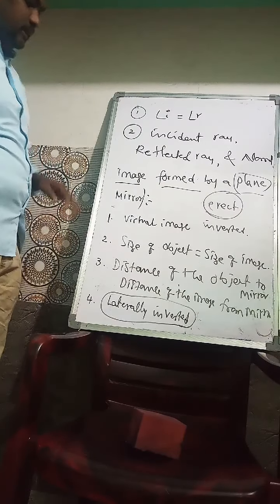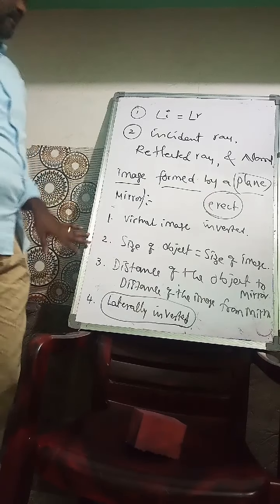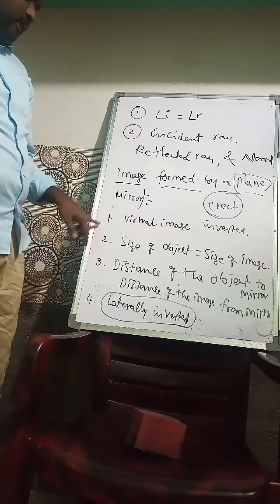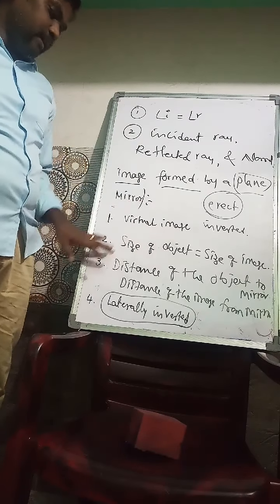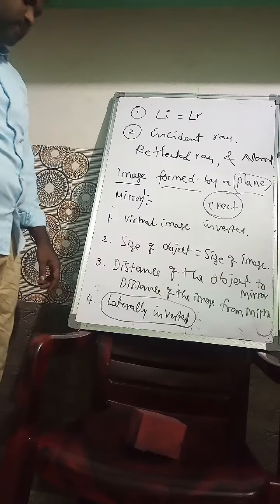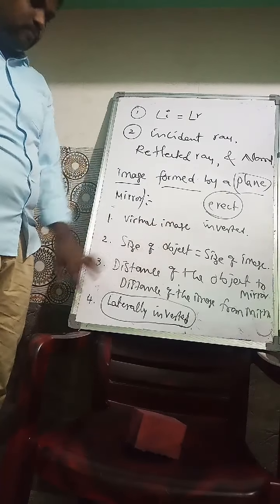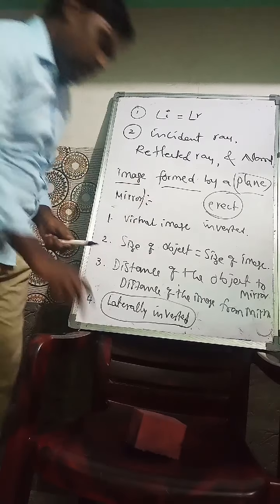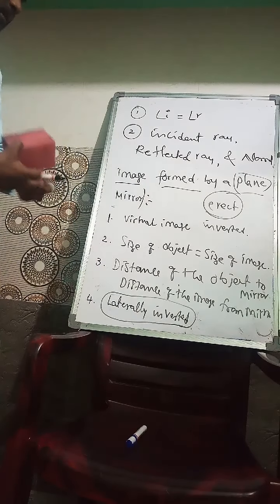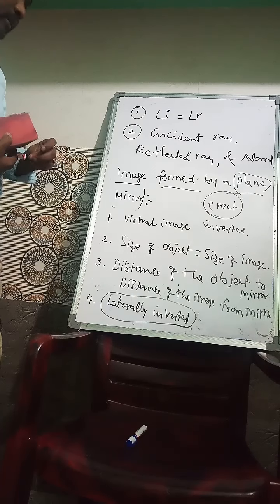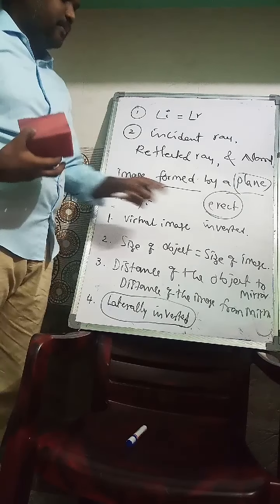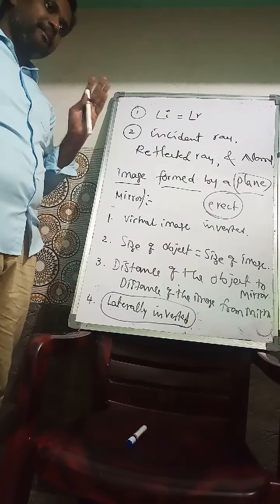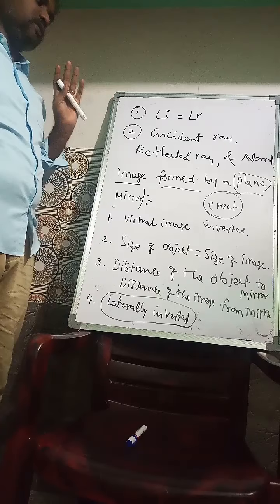So these four points are important, and they may ask one mark questions on them. The image is virtual, the size of the object is equal to the size of the image, and the object distance is equal to the image distance. The fourth point is that the image is laterally inverted, and we can say that this is an erect image. Why? Because upside will be upside only, downside will be downside only.